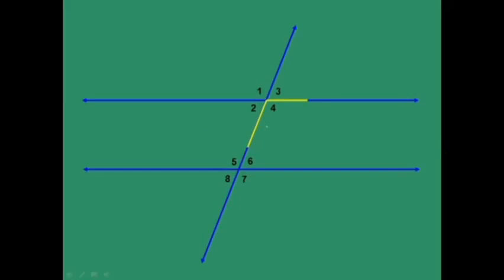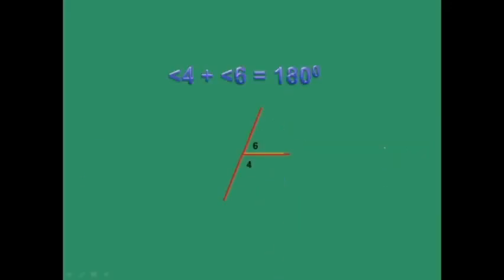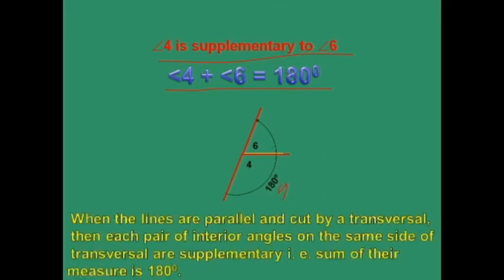Similarly, angle 4 and angle 6 are interior angles on the same side of the transversal, and when we add the measures of these two angles we get 180 degrees. That is, the measure of angle 4 and the measure of angle 6, when added, give 180 degrees, meaning angle 4 is supplementary to angle 6. So when the lines are parallel and cut by a transversal, each pair of interior angles on the same side of the transversal is supplementary, that is, the sum of their measures is 180 degrees.